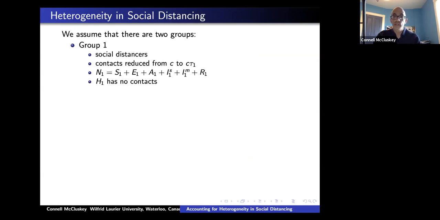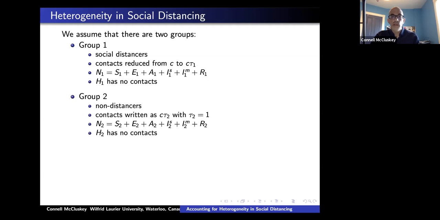Group 1 will be the social distancers. The contacts for the population will be given by C, the average number of contacts. For the social distancers, I'm going to have this multiplier tau1 that reduces their contacts from C to C tau1. So if it's 0.5, then they're only having 50% of the contacts that they were having a few months ago. N1 gives me the total population of people that are having contacts in this social distancing group. There is an H1 group. These would be the social distancers that end up in hospital, but we're assuming that they don't have any contacts.